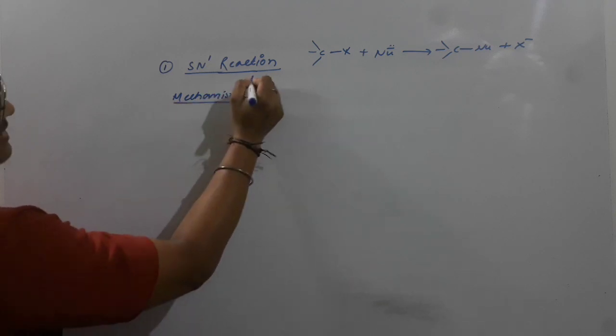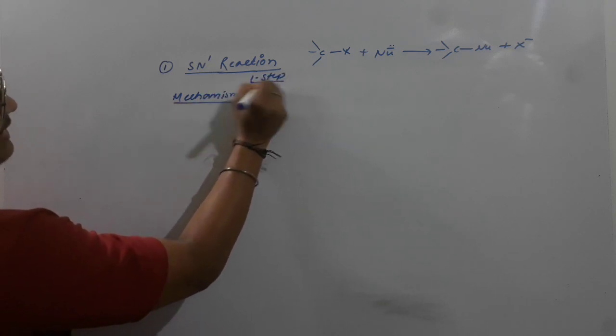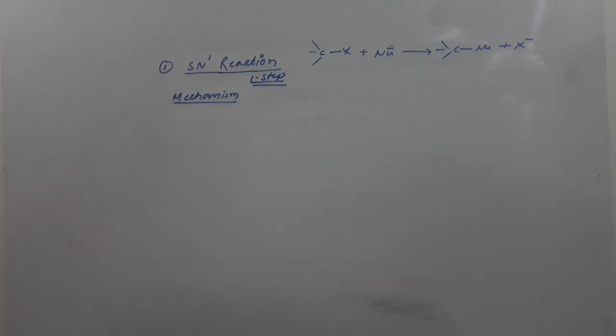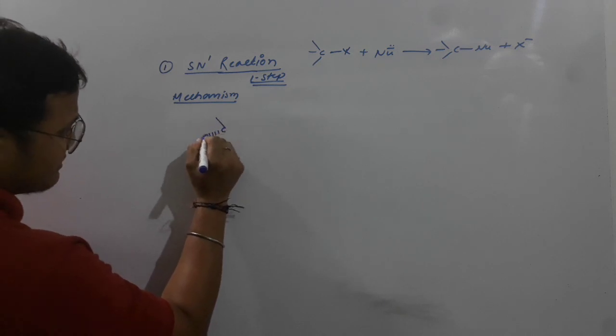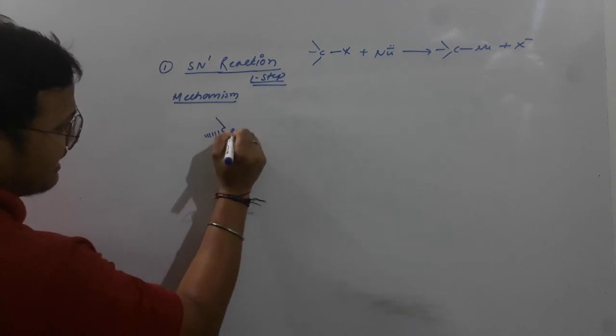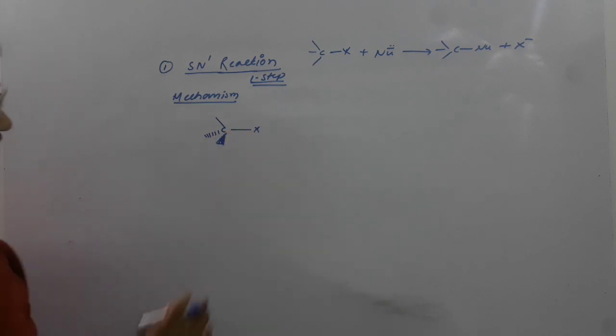This is the single step mechanism. Only one step would be here. Consider I will write this alkyl halide in this way. I have just written the 3D configuration.